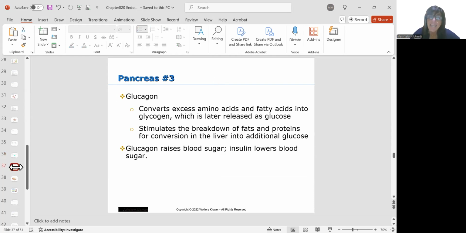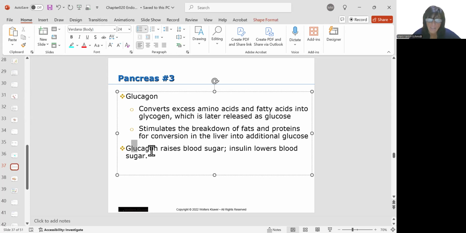Glucagon is a kind of a form of sugar that converts amino acids and fatty acids into glycogen, which turns into glucose, okay? So glucagon will bring your blood sugar up. Insulin brings your blood sugar down, okay? That's the one line you need to remember, okay?